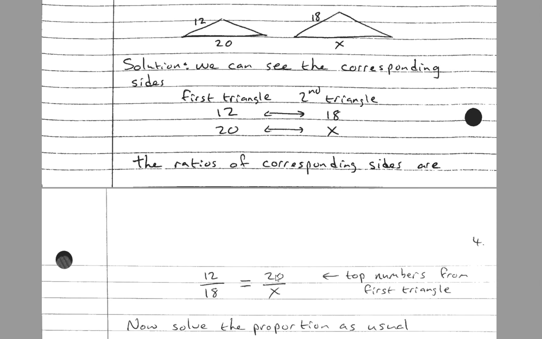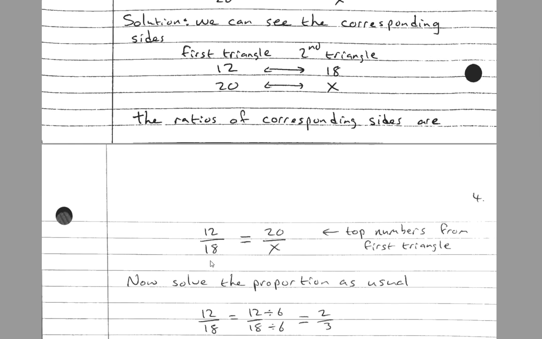And just like with the rates, really the only way to mess this up is to have something upside down. So just remember, when you're doing this, put the numbers from the first triangle on top. That's a good way to keep it straight. Numbers from the first triangle on top, corresponding numbers from the second triangle on the bottom. And so we get this proportion to solve.